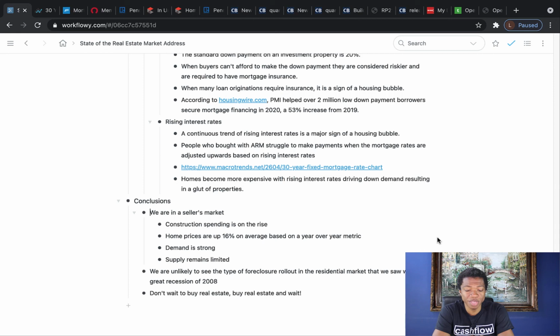So therefore, we are unlikely to see the type of foreclosure rollout in the residential market that we saw with the Great Recession of 2008. But with 90-day delinquencies at an all-time high, I cannot imagine that we will not see a significant number of foreclosure rollouts. So the takeaway is, don't wait to buy real estate. Buy real estate and wait. You've got to get in the game.